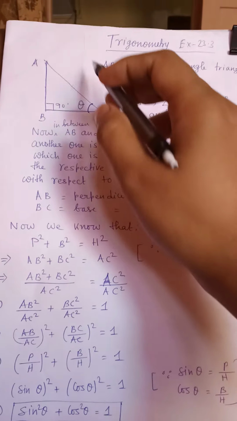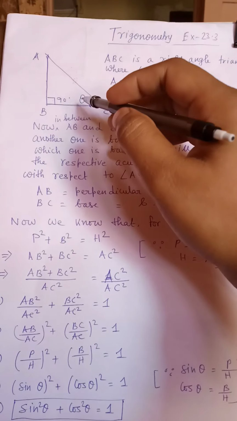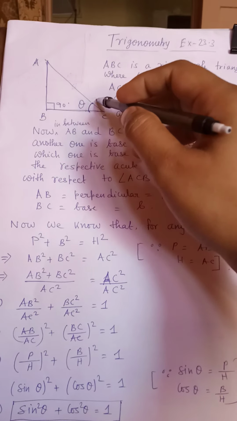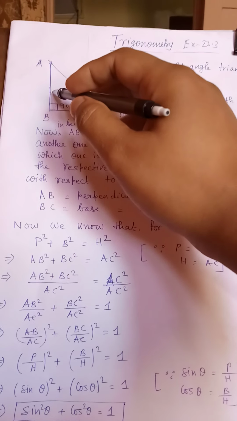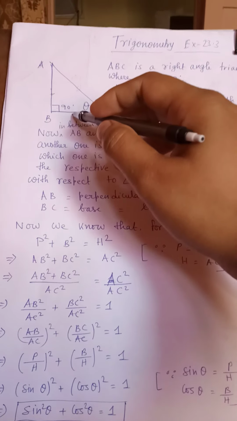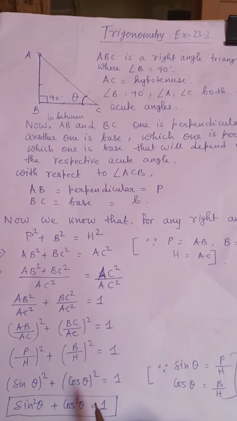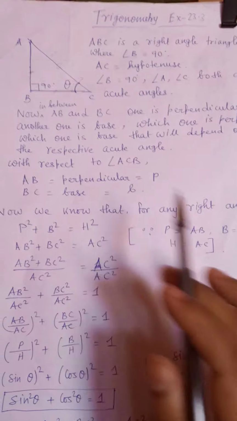So in our explanation I have taken this angle in the question, this is termed as theta. The side opposite to angle theta, that is AB, is the perpendicular. The remaining side BC is the base. I have written it here also.